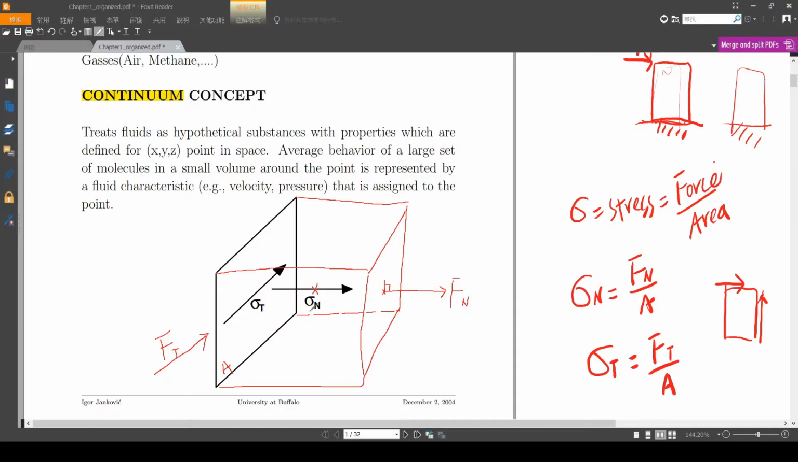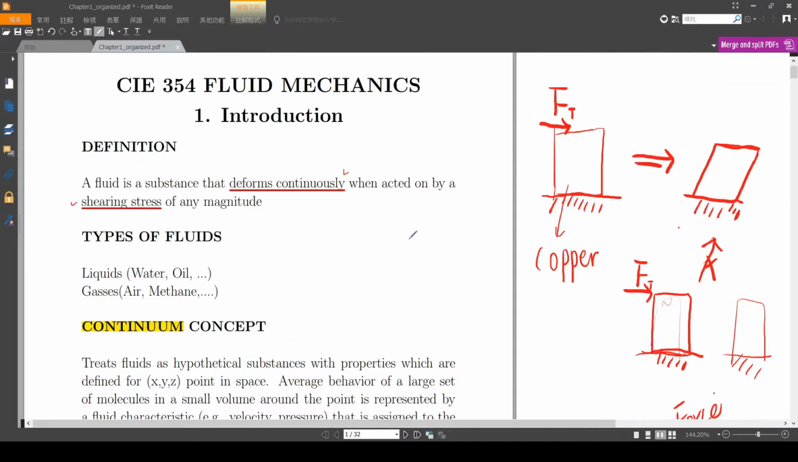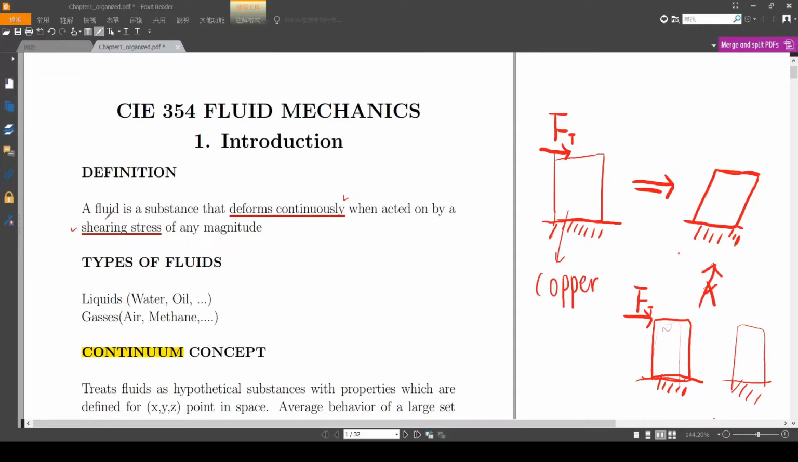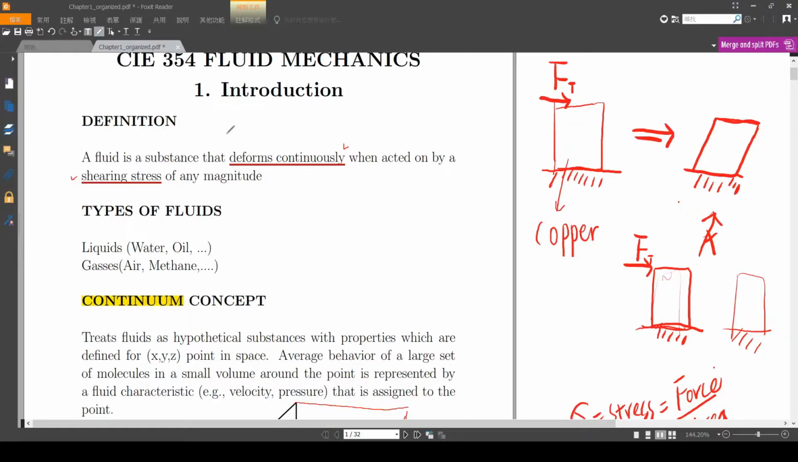And this concept can link back to the definition of a fluid. The definition says that a fluid is a substance that deforms continuously. This means that we assume the force transferred in the fluid is transferred in a continuous way. So the definition leads to this concept.